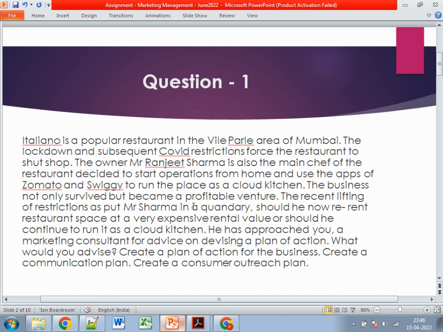The recent lifting of the restrictions has put Mr. Sharma in a quandary. Should he now re-rent the restaurant space at a very expensive rental value, or should he continue to run it as a kitchen? He approaches you, a marketing consultant, for advice for devising a plan of action. What would you devise? Create a plan of action for the business, or create a communication plan, create a customer outreach plan.